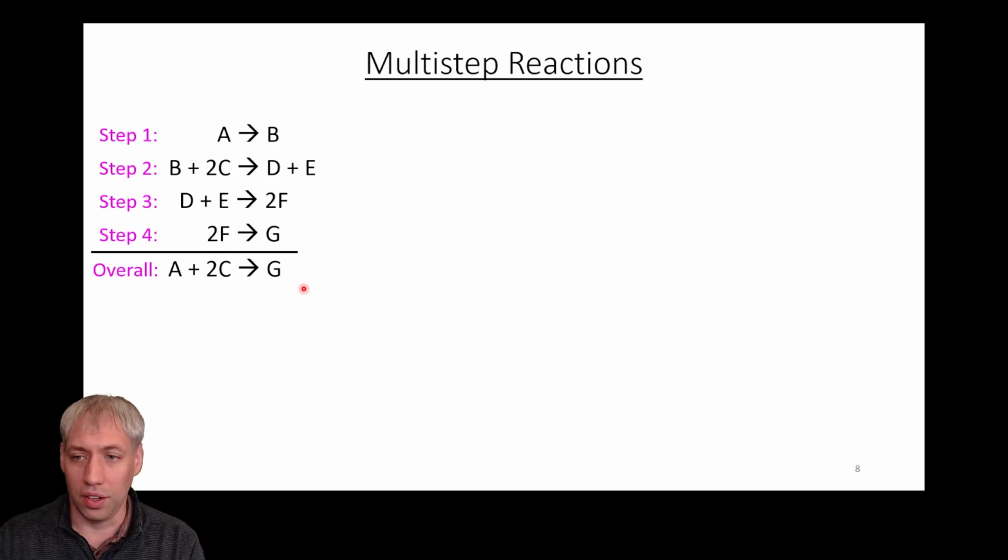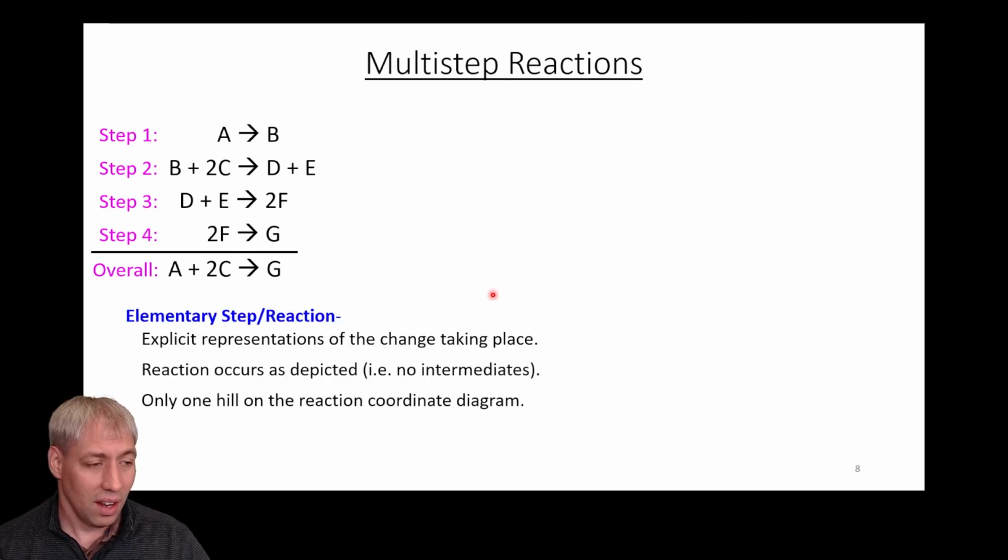You could draw 4 hills for this reaction. You could draw 4 transition states. You can put the intermediates in each single step, and multi-step reactions get very complex. What each of these steps is commonly referred to as is an elementary step or an elementary reaction. It's a single step, reactants going to products, and then you sum those together and you get the overall process.